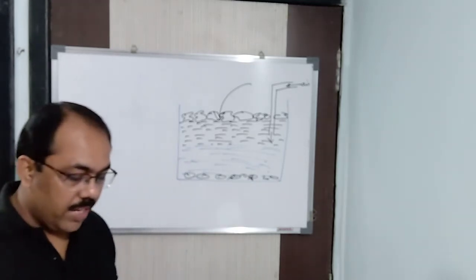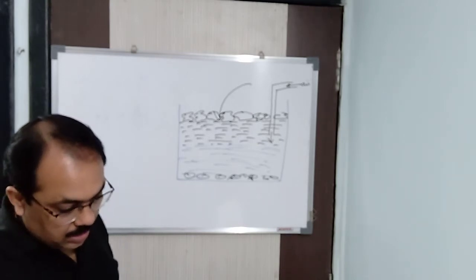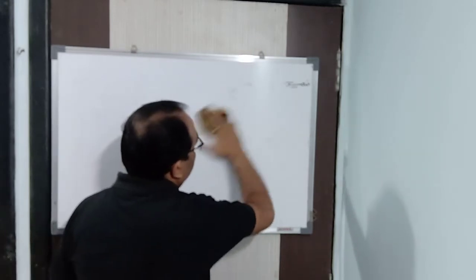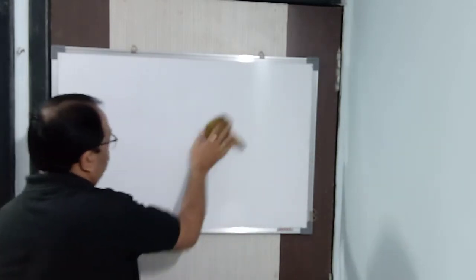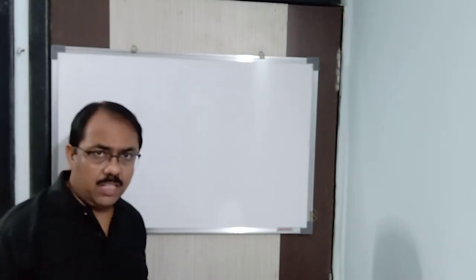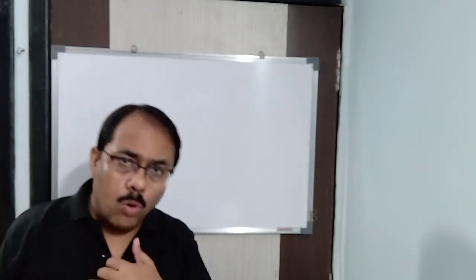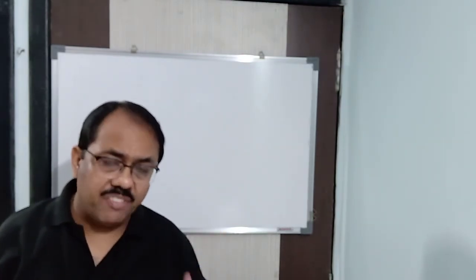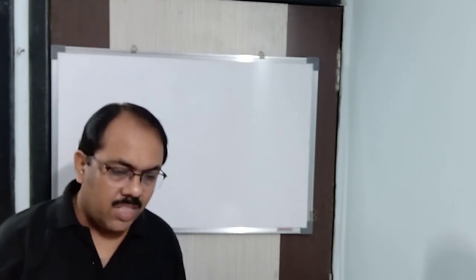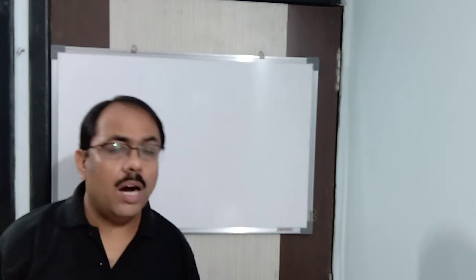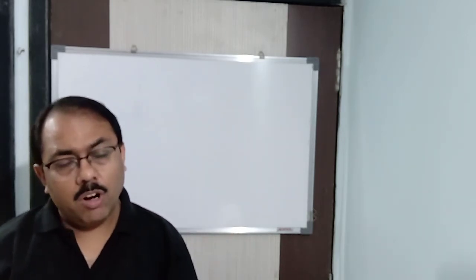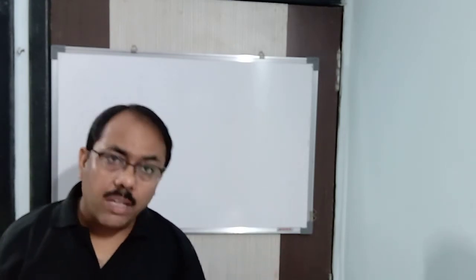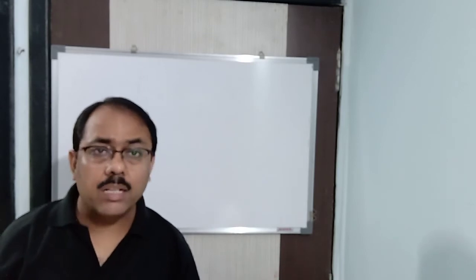So next is the gravity separation method, the hydraulic method. This method is used where the ore and the impurities can be distinguished on the basis of their densities. Let us say the ore is heavier and the impurities, the gangue particles, are lighter.